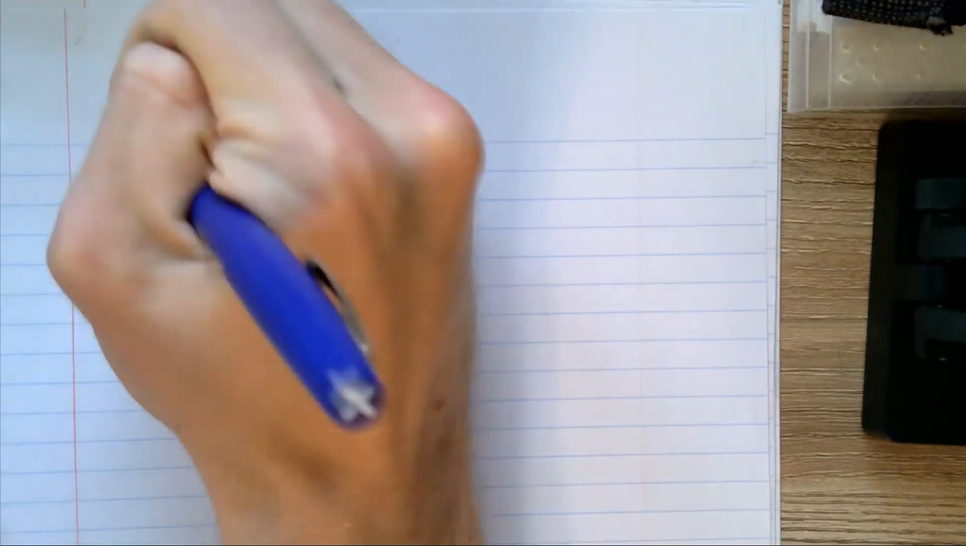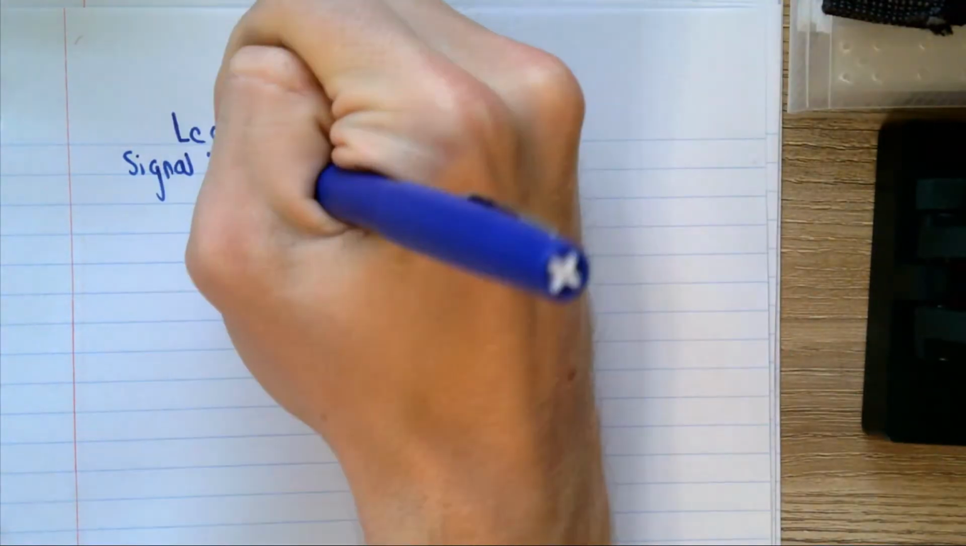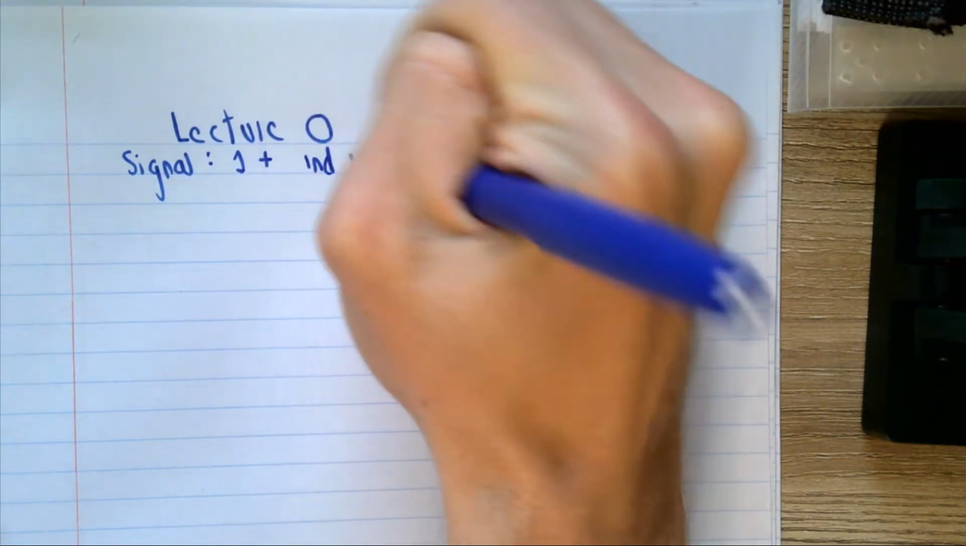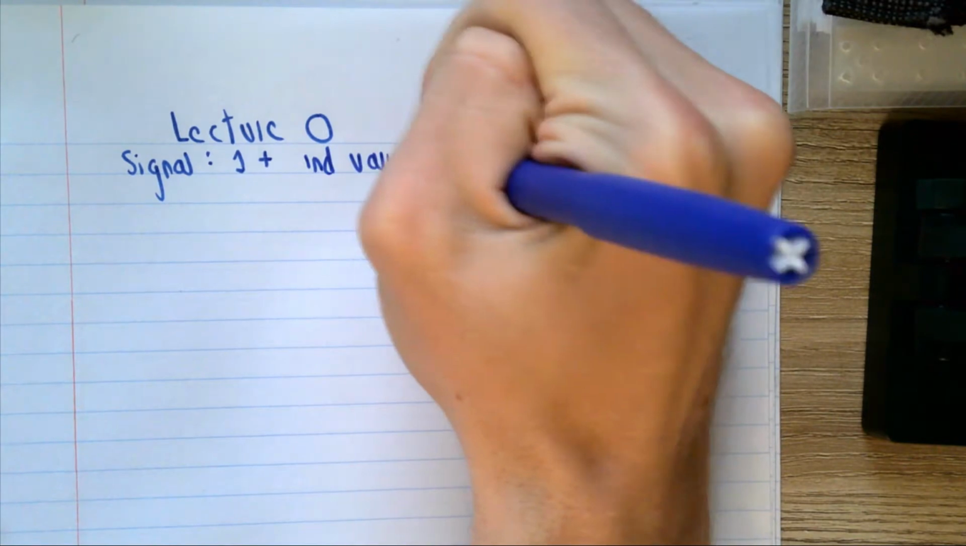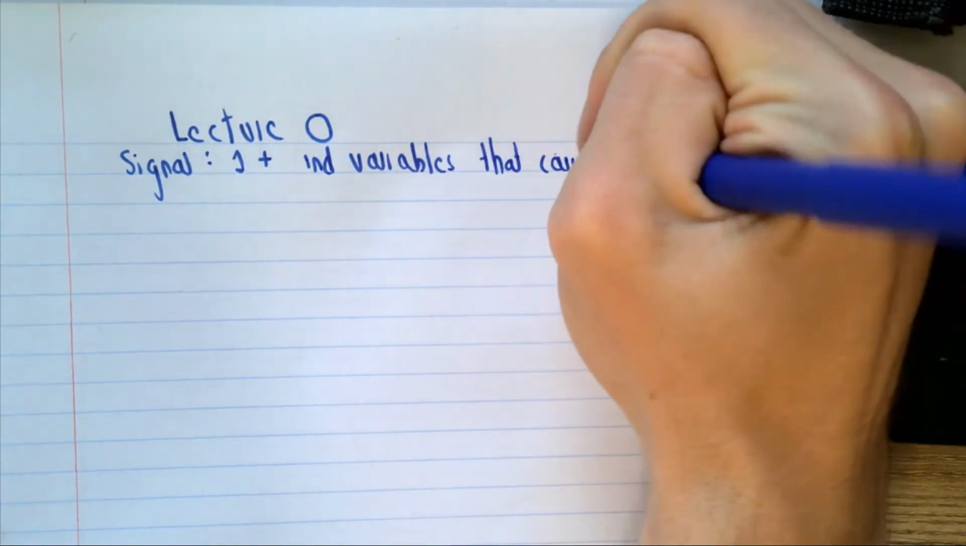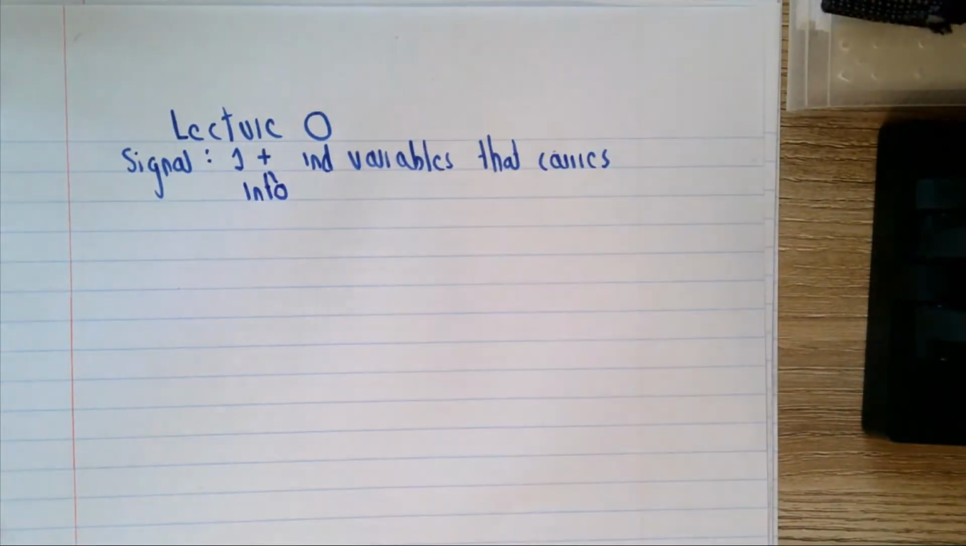what we started off doing was we talked about signals and systems. So a signal is defined basically as one or more independent variables that carries some type of information. This could be like what I'm talking to you right now. It could be like the amplitude of how loud my voice is. That's one common example of a signal.